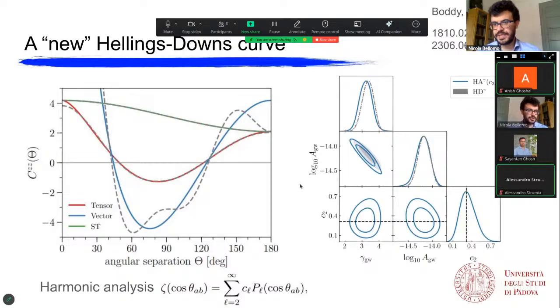And the procedure has already been shown to be very successful with PTA data. Here I'm showing a paper performing this analysis on real data. You can see that this analysis matches up with the regular PTA analysis in gray, and is able to measure the same amplitude, a compatible exponent, and the value of C2, that is the main, the largest coefficient in the case of tensor modes.